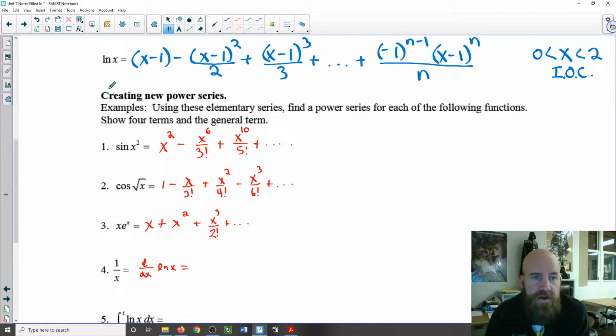So what we're going to do is take our power series, our elementary series, and take the derivative of it to find the power series for 1 over x. So if we were to take the derivative of x minus 1, that first term, we would end up with 1. If we took the derivative of this next term, we're going to drop the power down, so the 2 would go down to the front, and then it would cancel with the 2 on the bottom. So we're going to be left with x minus 1.